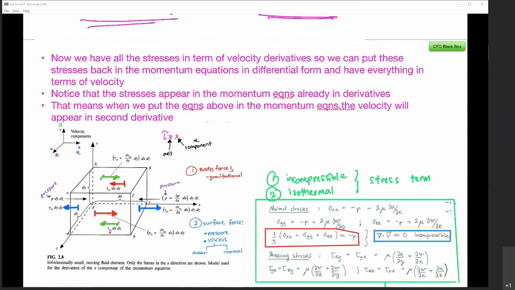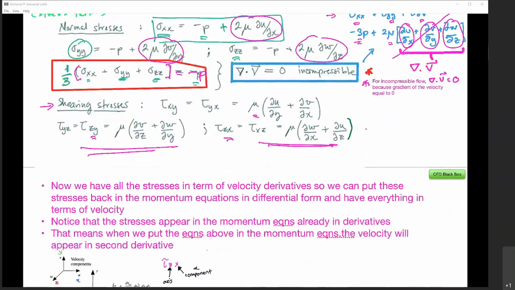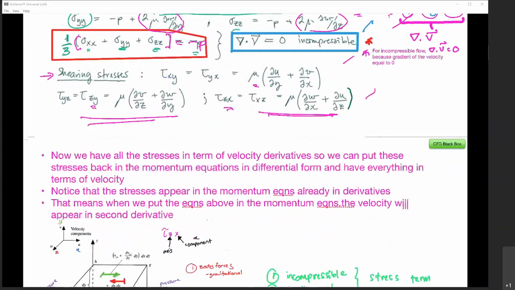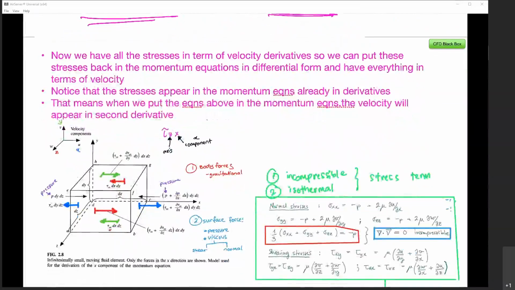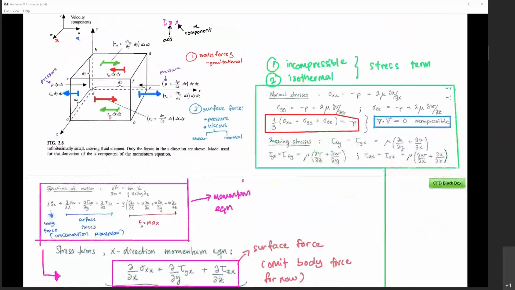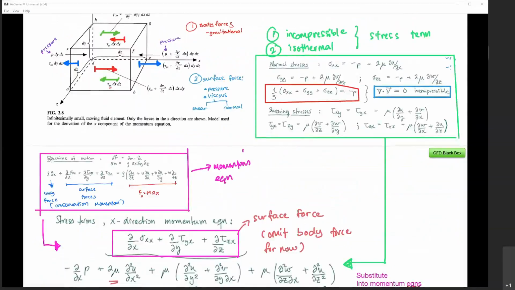But notice that the stresses that appear in the momentum equations are already derivatives. What does it mean? It means when we put the equations we just derived into the momentum equations, the velocity will appear as a second derivative, so basically second order. All right, so let's have a look.